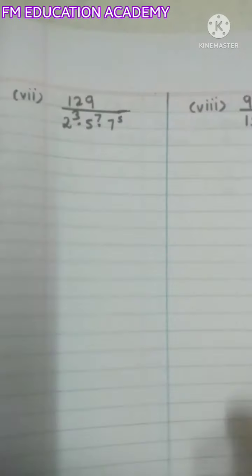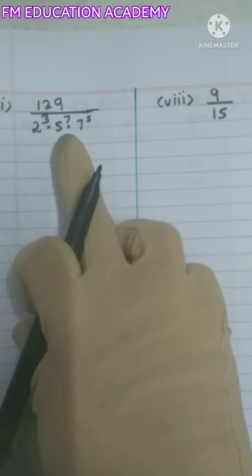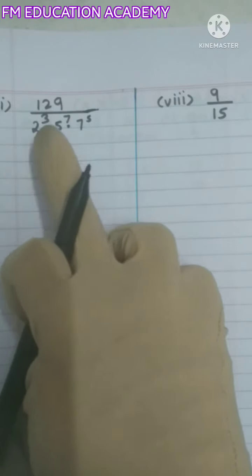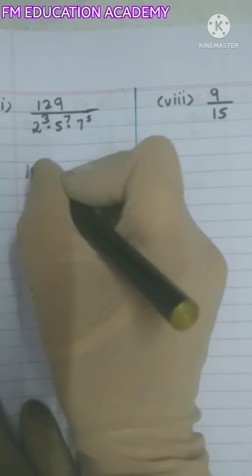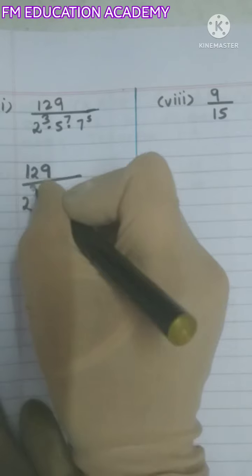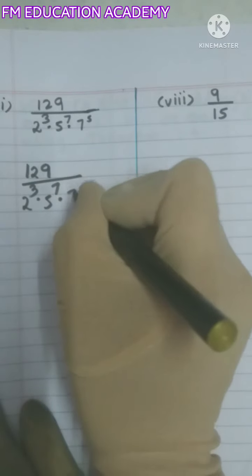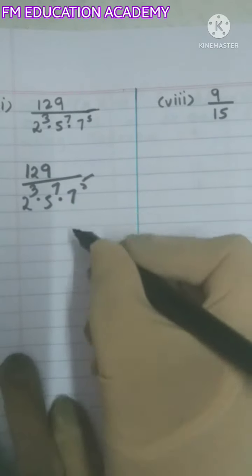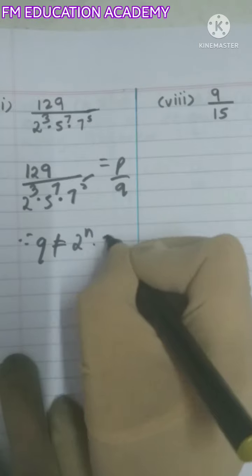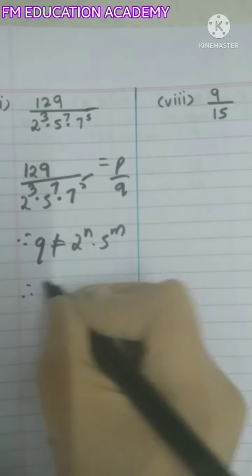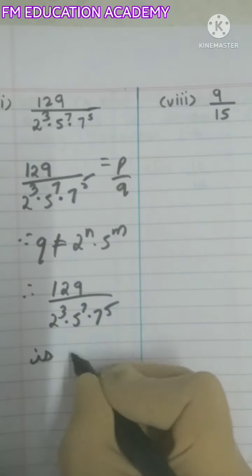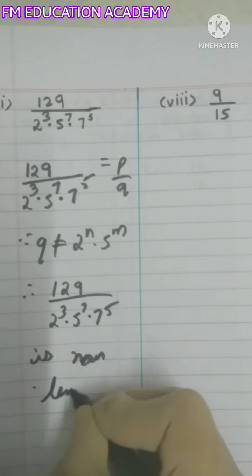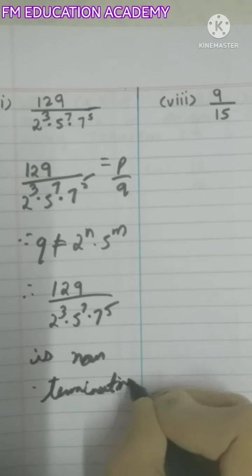Okay, seventh bit, 129 by 2 cube into 5 power 7 into 7 power 5. Now here if you observe, 2 is there, 5 is there, but along with 2 and 5 you also have 7, so it will not be terminating. Remember, even if we have one number extra along with 2 and 5, then it will be non-terminating repeating. So since q is not of the form 2 power n into 5 power m, therefore 129 by 2 cube into 5 power 7 into 7 power 5 is non-terminating repeating or non-terminating recurring.